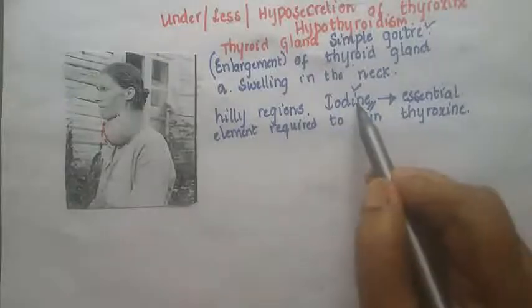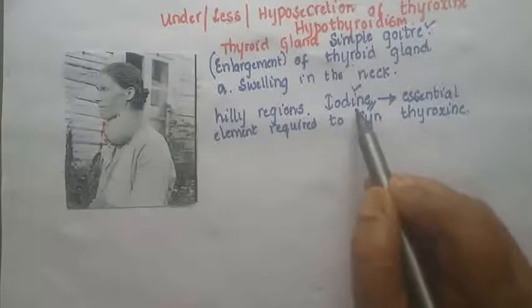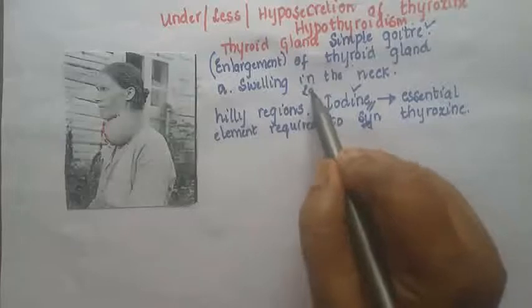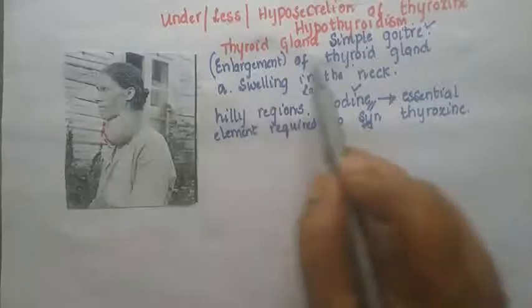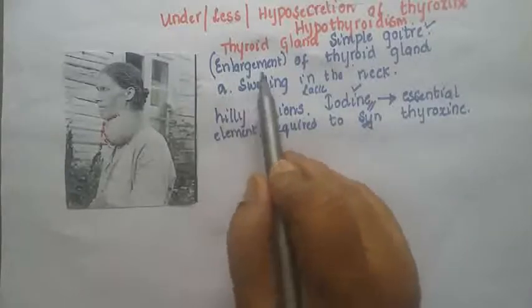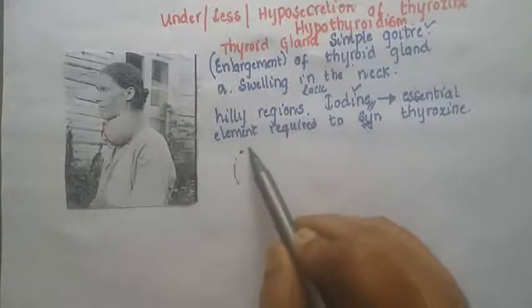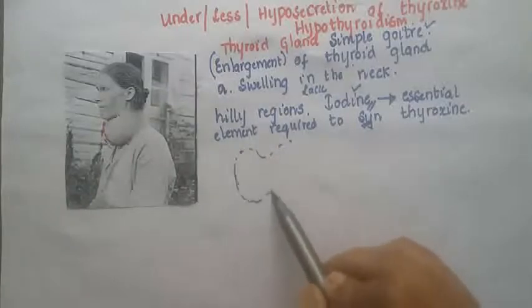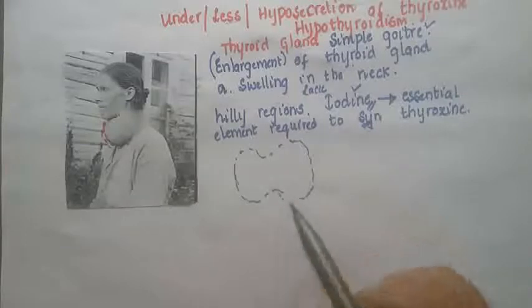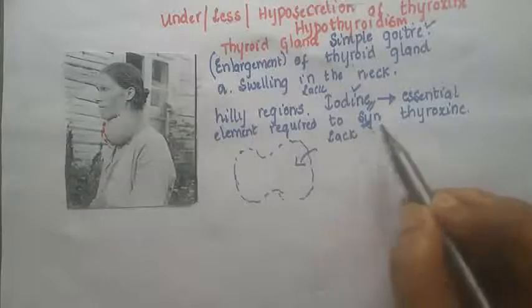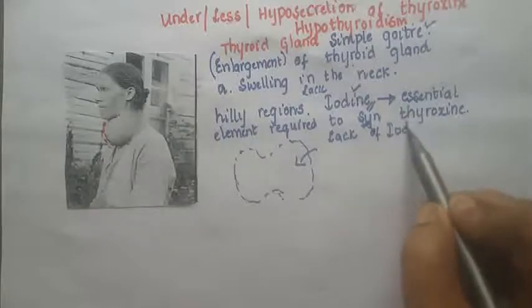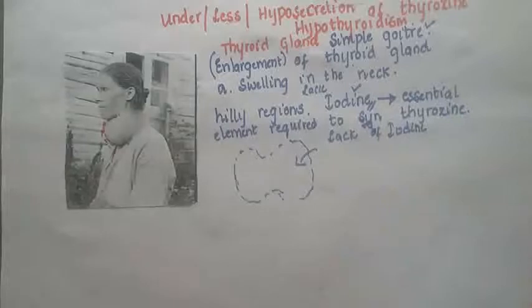So, if there is a deficiency of iodine in one's body, it may lead to the swelling of the thyroid gland, or you can say the enlargement of the thyroid gland occurs. So you may find the thyroid gland enlarging abnormally because there is a lack of iodine provided to the thyroid gland.